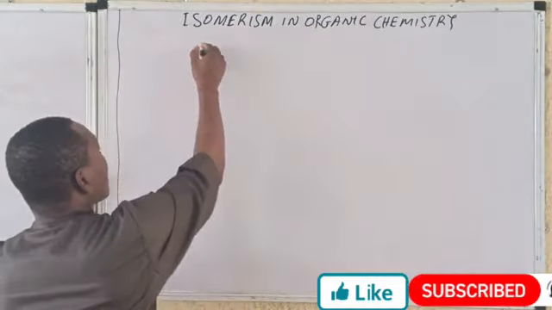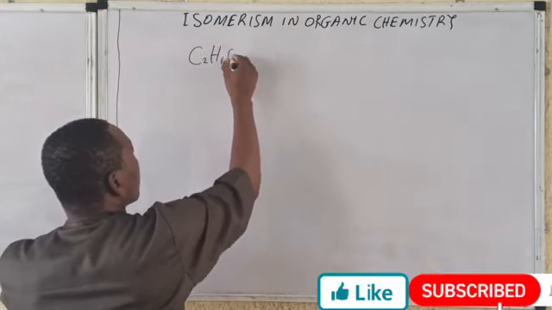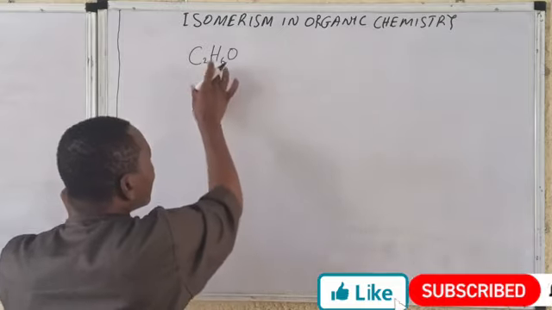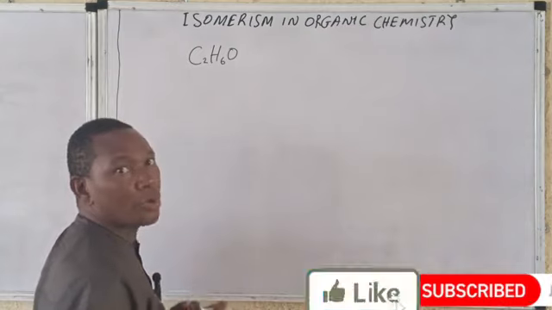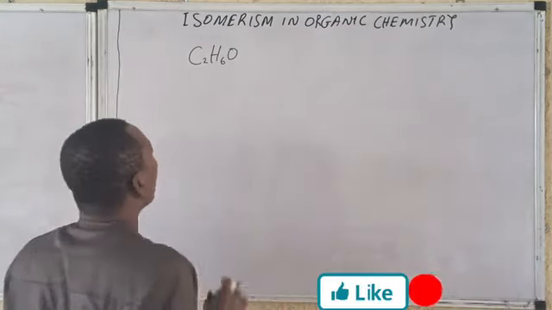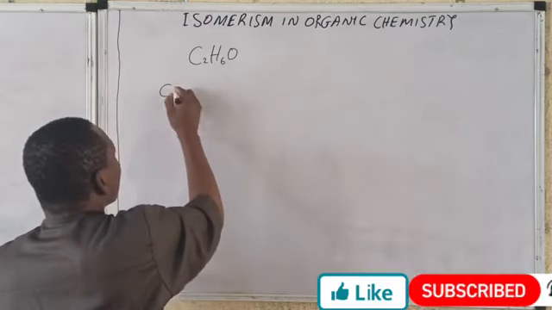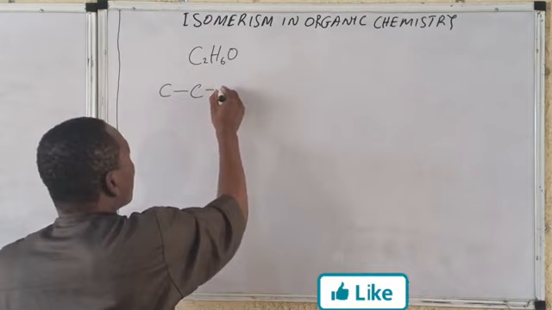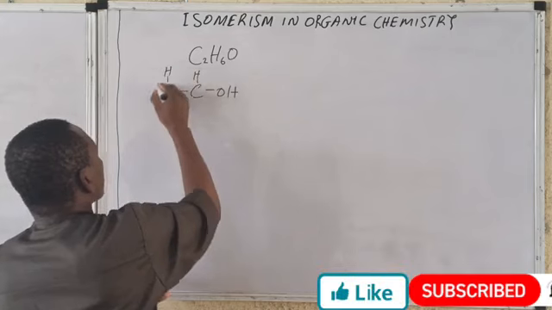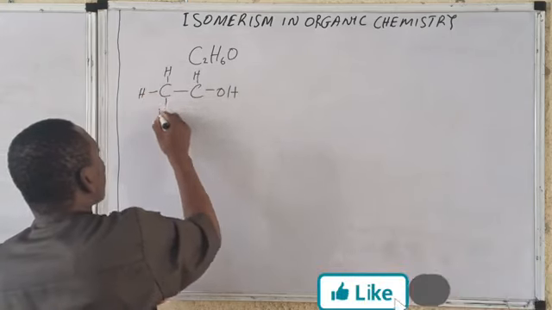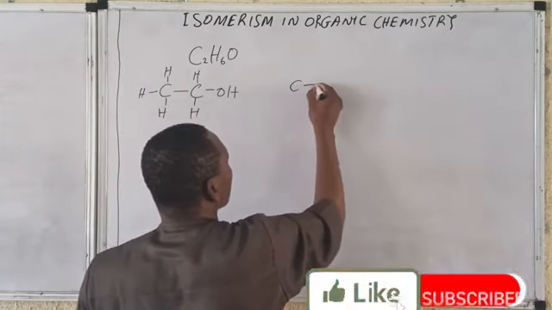Now, look at this: C2H6O. This has the same what? Molecular what? Formula. But it can be like this, or it can also be like this.